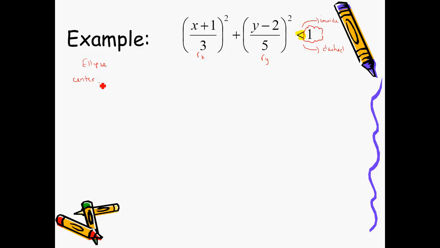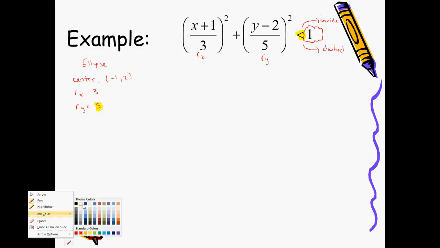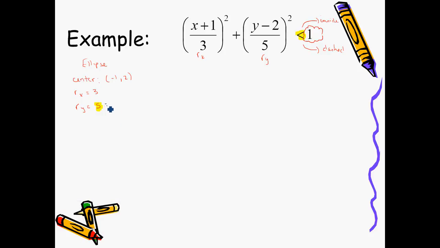What is my center? Negative 1, 2, that's in quadrant 2, right? Rx is under the x stuff. Ry is under the y stuff. Who's bigger? 3 or 5? 5 is bigger. And if 5 is bigger, 5 is the big boy on the block. So 5 is A, and 3 is B.